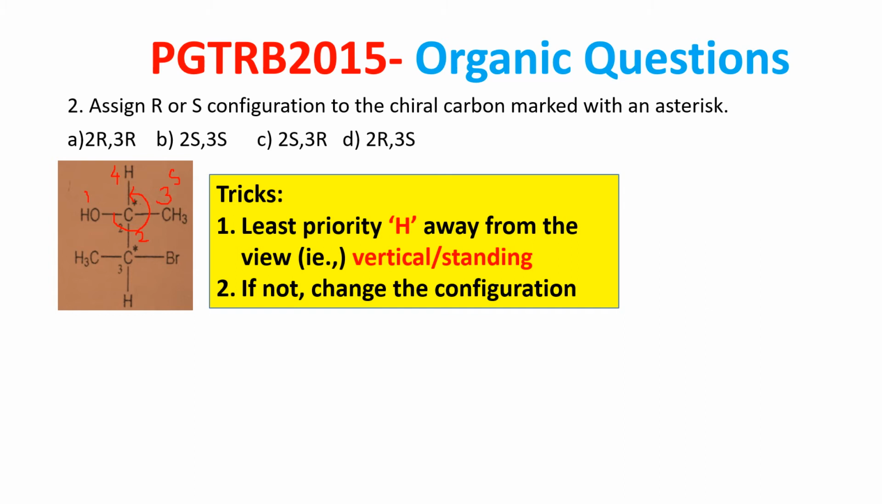For carbon 3, this is the first one. As usual, this should be the second, this is the third, and this is the fourth. Least priority should be in the vertical. So how will it be? This is also in reverse. Rotation will be in an anti-clockwise direction, so this is also S. So what will be the answer? The answer will be B.